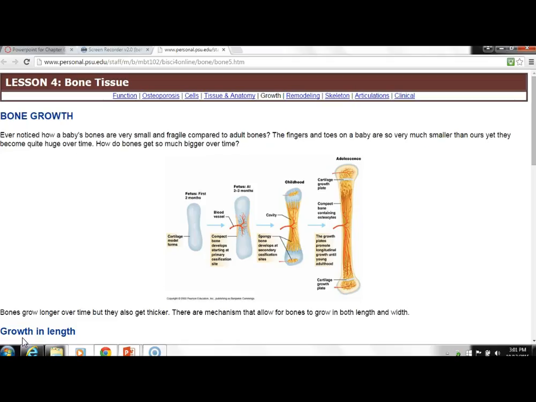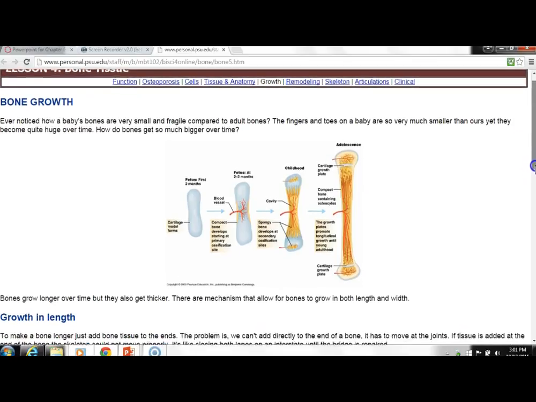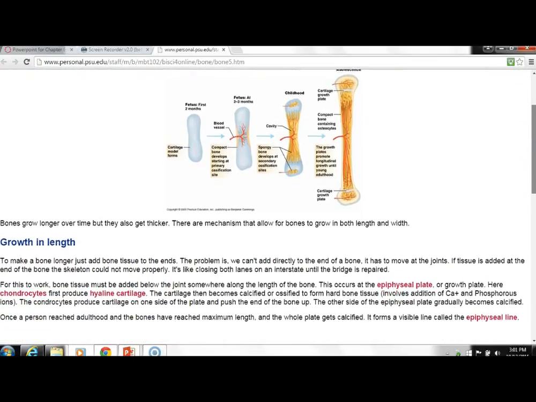So let's look at this website to understand about bone growth in a little more detail. This says, ever notice how a baby's bones are very small and fragile compared to adult bones? The fingers and the toes on a baby are so very much smaller than ours, yet they become quite huge over time. How do bones get so much bigger over time? Bones grow longer over time, but they also get thicker. There is a mechanism that allows all bones to grow in both length and width.